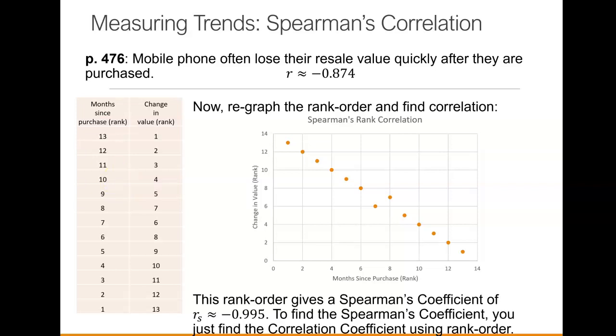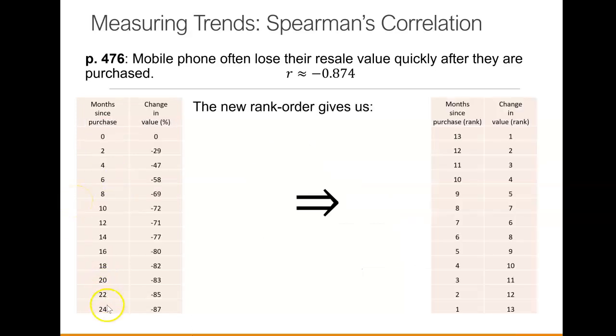So the highest x is 24, so that's 1. And the next highest x is 2, and then 3, 4, all the way down. The highest y is 0, because the other ones are negative. So that's 1, and then 2, 3, all the way down. Okay?